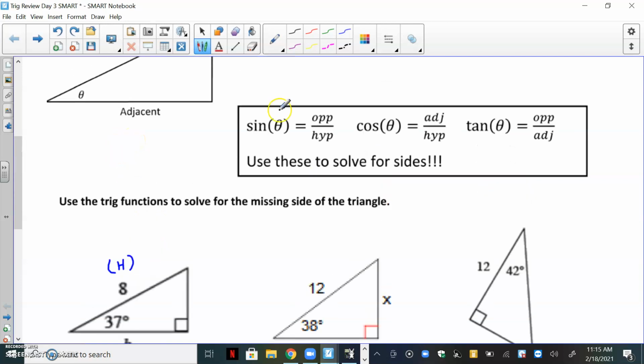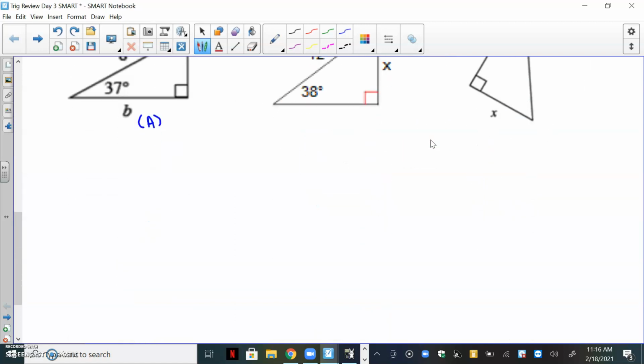So I go back up here to my little key and I ask myself, okay, which trig ratio uses adjacent and hypotenuse? Is it sine, is it cosine, or is it tangent? And hopefully you would notice that cosine is the one that uses adjacent and hypotenuse. So I'm going to go ahead and set up my proportion here, and I'm going to say cosine of the angle. It's always of the angle.